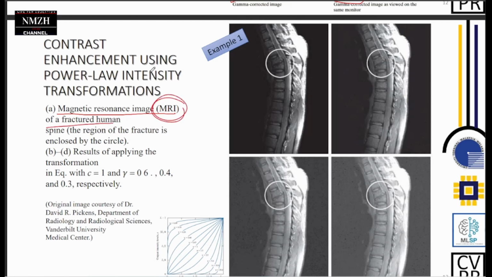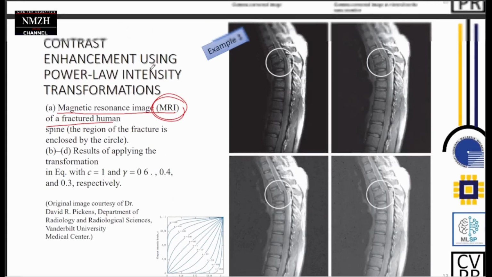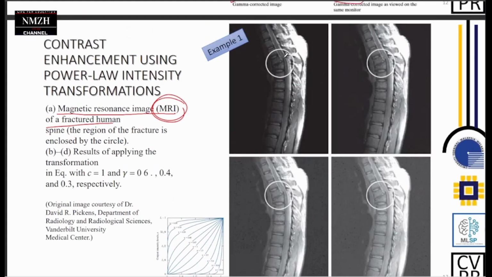So whereby the A1 area cannot be seen so much about the fracture that has happened at the spine of one patient. By using the gamma differently, okay, the C is constant for all, but only gamma has been changed.